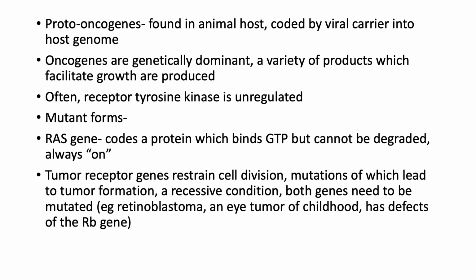Among mutant forms, the RAS oncogene codes a protein that binds GTP but cannot be degraded, so that gene is always on. And then there are tumor suppressor genes. These are involved with restraint of cell division. There are mutations in these which lead to tumor formation. There's a recessive condition, for example. Both genes need to be mutated for the recessive condition. One example of this is retinoblastoma, which is an eye tumor of childhood, and these are defects of the RB gene.